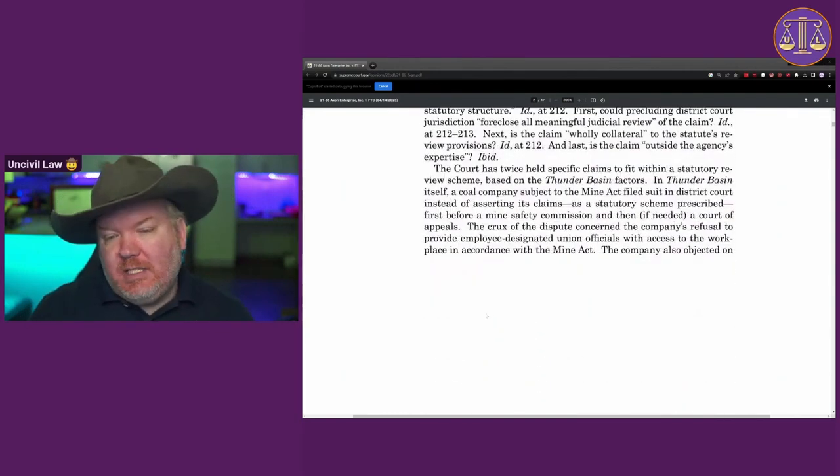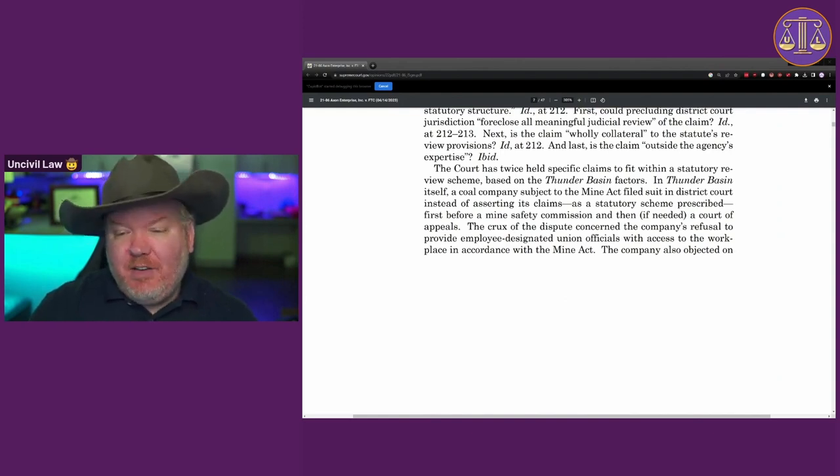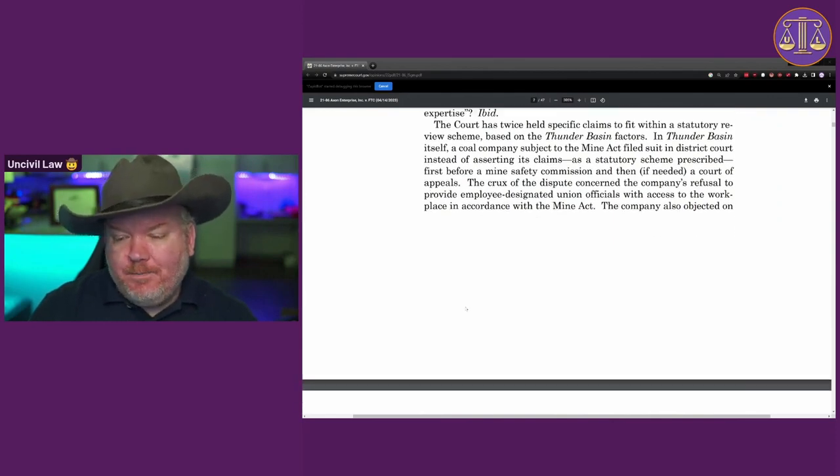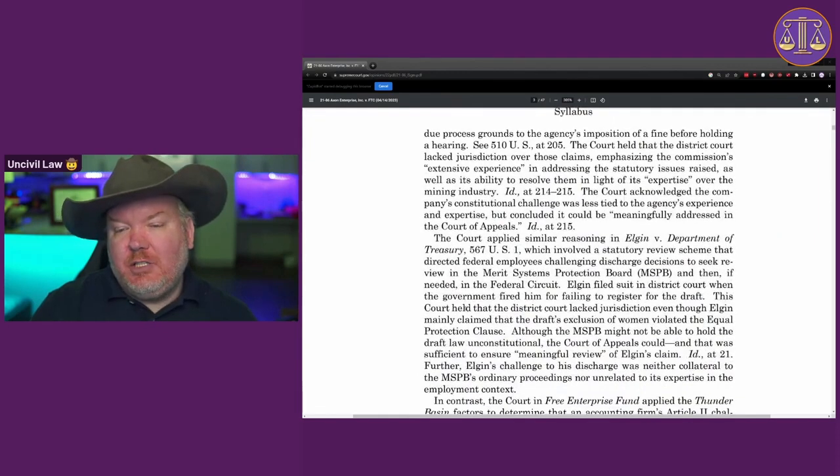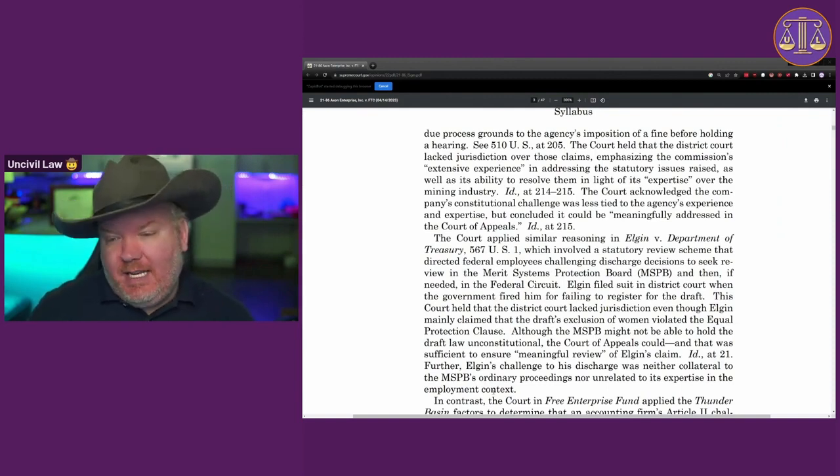The court has twice held specific claims to fall within a statutory review scheme. In the underlying case law, a coal company subject to the Mine Act filed suit in district court instead of asserting its claims, as the statutory scheme prescribed, first by the Mine Safety Commission. The crux of the dispute concerned the company's refusal to provide employee-designated union officials with access to the workplace. The company also objected on due process grounds to the agency's imposition of a fine. The court in that case held the district court lacked jurisdiction over the claims, emphasizing the commission's extensive expertise in these issues. I mean, that's what they do. They do the mining safety thing.